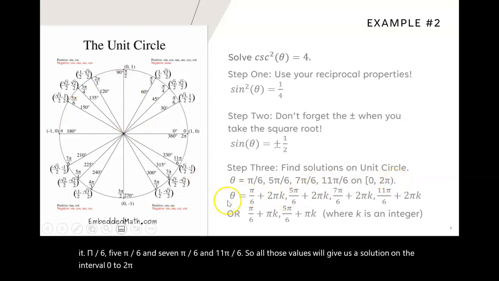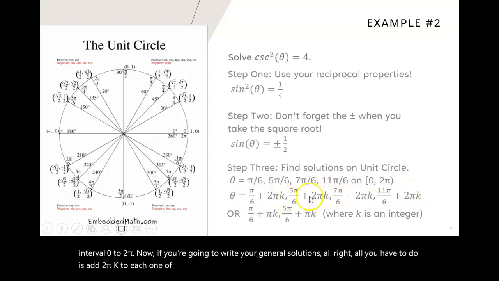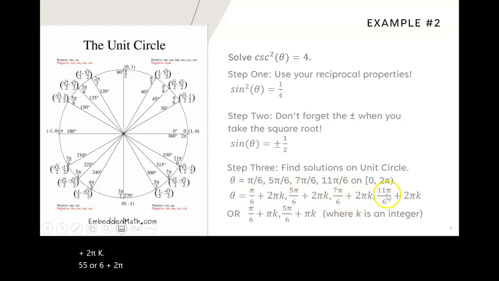Now, if you're going to write your general solutions, all you have to do is add 2 pi k to each one of those solutions that we have. So we would get pi over 6 plus 2 pi k, 5 pi over 6 plus 2 pi k, 7 pi over 6 plus 2 pi k, and 11 pi over 6 plus 2 pi k.